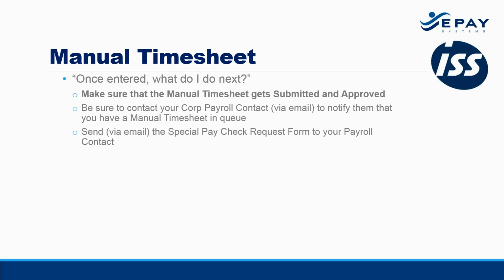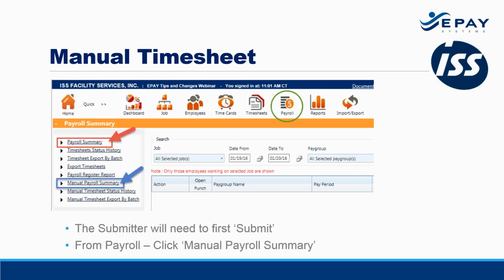Now, they may require you to send via email a special paycheck request form kind of as a backup for them. So that is a document that's available on Gateway, and or your corporate payroll contact can send that to you. But that is a document that should correspond with the hours you've added, kind of acknowledging that you're doing a special interim check after the fact.